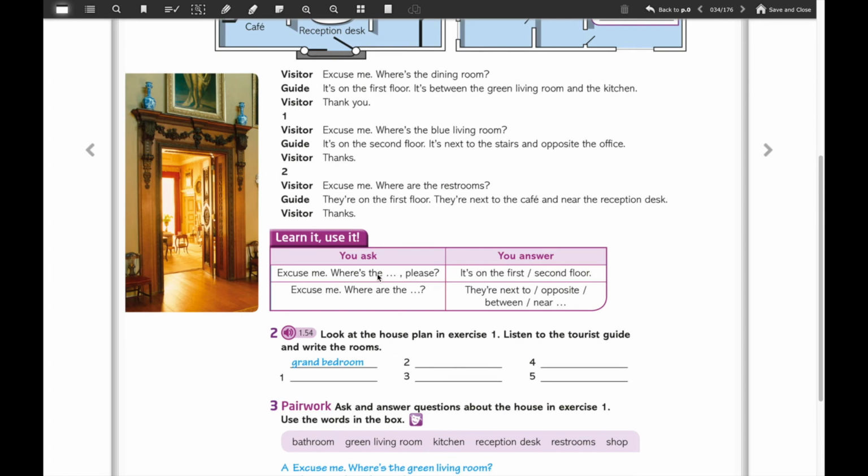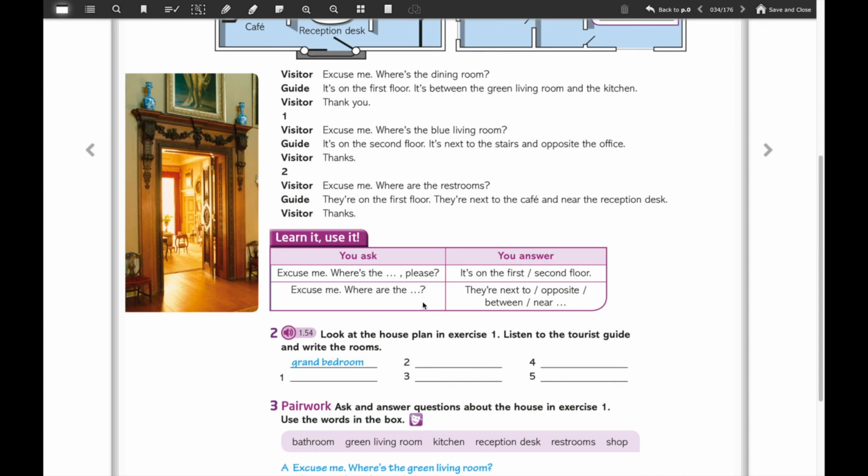You can use, for example, excuse me, where's the restroom, please? Or excuse me, where is the restaurant, please? Or excuse me, where is the bedroom, please? And these are possible answers. For example, excuse me, where is the bathroom, please? It's on the first floor, next to the kitchen, okay? Or it's on the second floor, next to the bedroom. And then here you have another question.